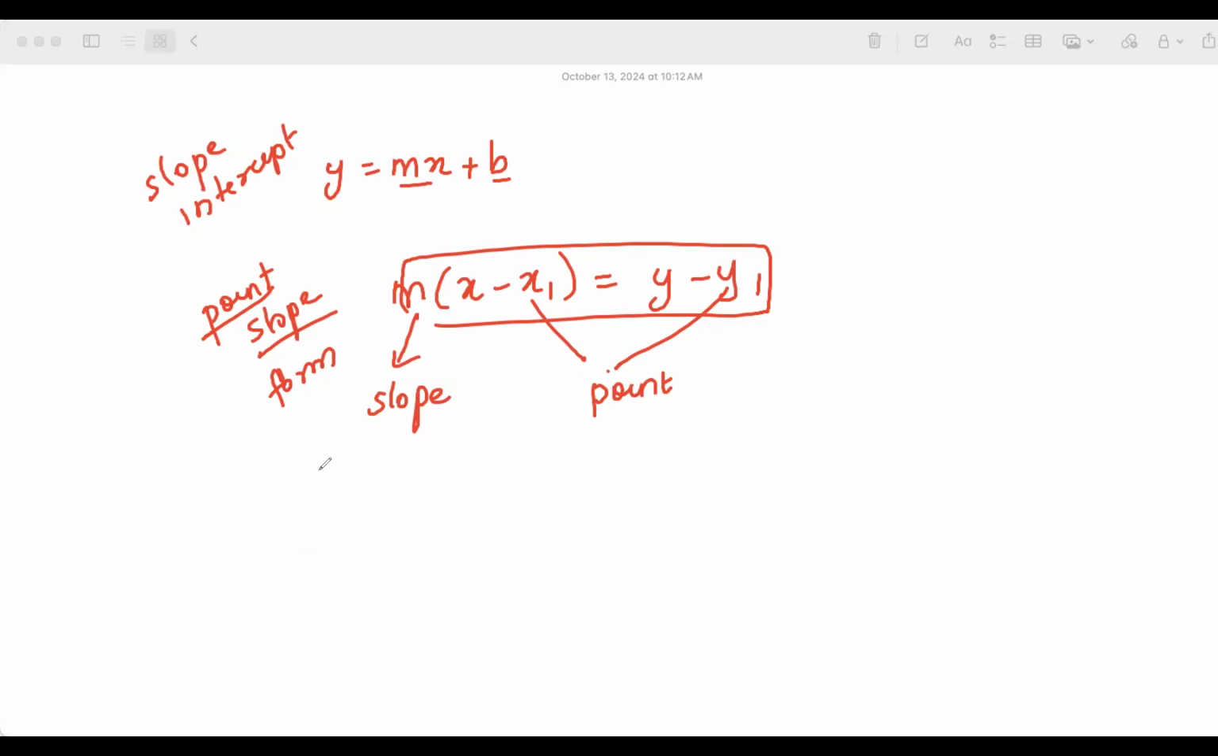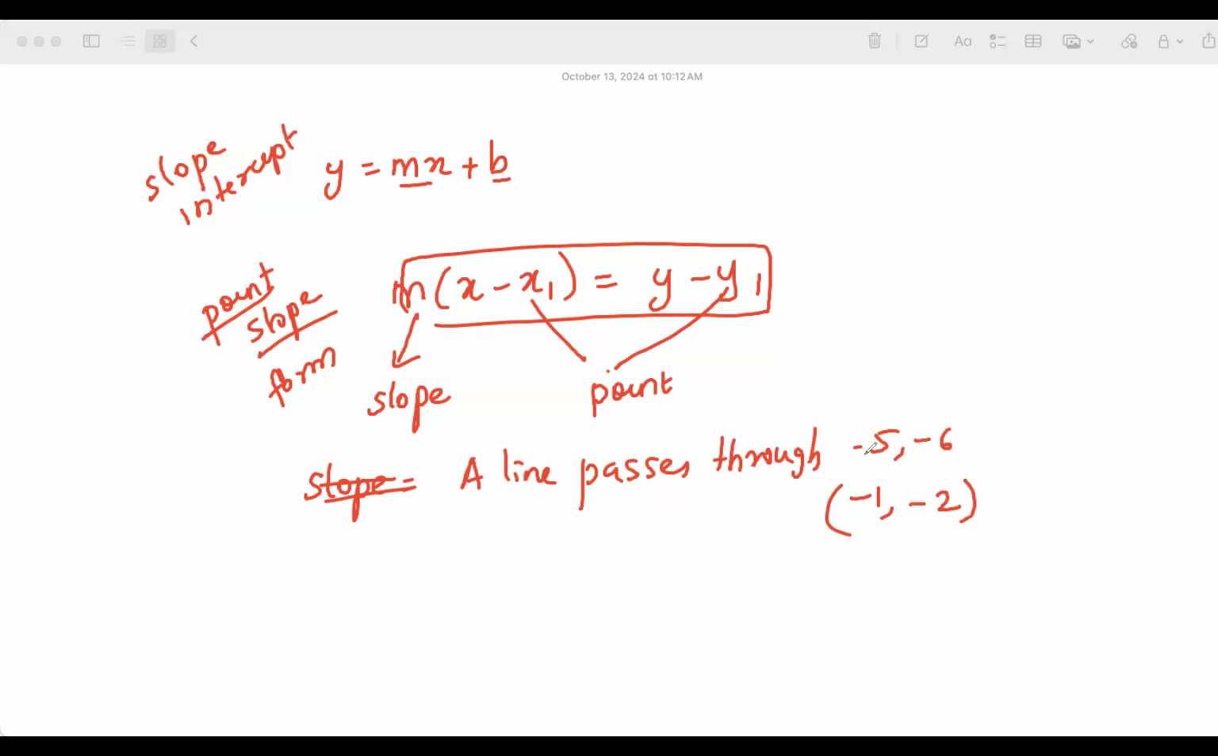Now here, I'll give you a problem. A line passes through minus 5, minus 6 and minus 1, minus 2. Can you find the slope of this line first? I need the slope and a point, right? Point, I have 2 points. I can choose any one. But can you find the slope of this line and send it to me in chat?